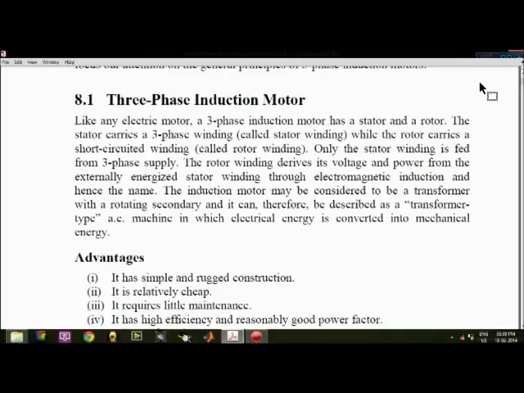This induction motor may be considered to be a transformer with a rotating secondary, and it can be described as a transformer type also. We are comparing this with a transformer because in the induction motor, the EMF is given to the stationary part, and due to induction it is carried over to the rotor, that is the secondary.